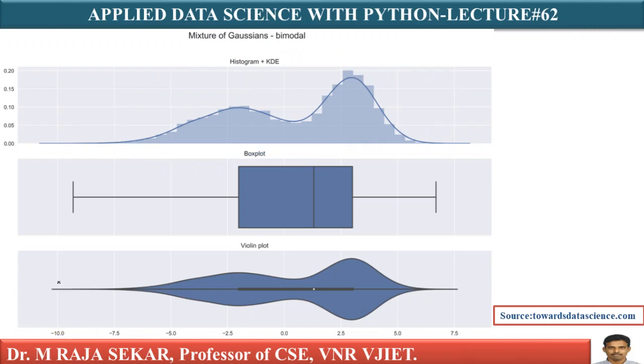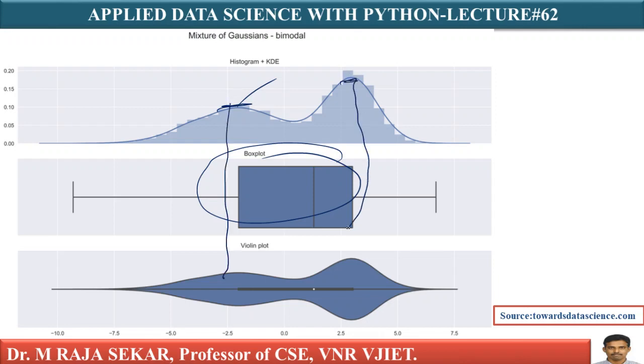Now our intention is to create a violin plot. How can I create it? This is my KDE. This is my box plot. What I have to do is compare these peaks. Here I have a peak, therefore correspondingly I am getting a peak here. Here also I have a peak, correspondingly I am getting a peak. This one is your interquartile range. This one is also your interquartile range. This one is median. This white box represents median.